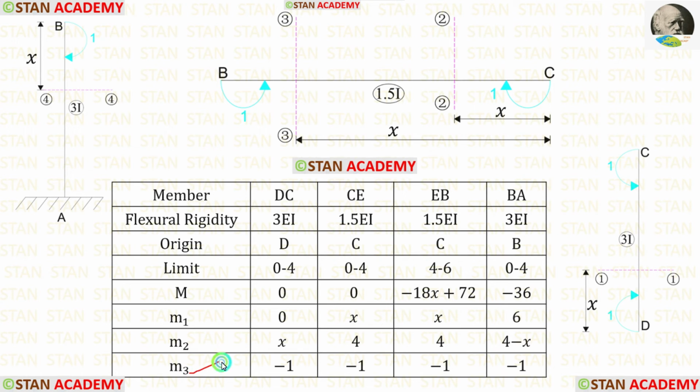Now let us find M3 in DC. This unit moment is acting in the clockwise direction, so it will be negative. Now let us find M3 in CE. Here the unit moment is acting in the clockwise direction, so it will be negative. Now let us find M3 in EB. This unit moment is acting in the clockwise direction, so it will be negative. Now let us find M3 in BA. This unit moment is acting in the clockwise direction, so it will be negative.